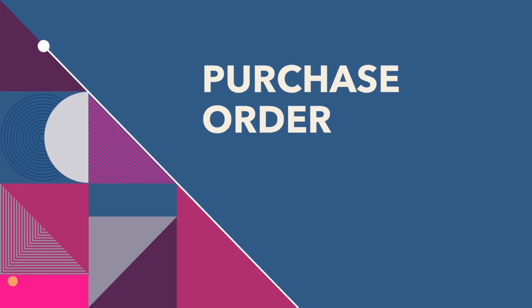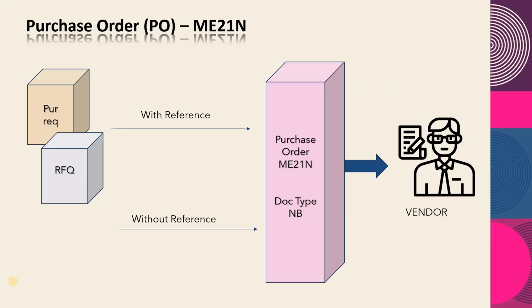So let us see what is the workflow of the purchase order. This is the purchase order, and sometimes in short we call it a PO. The T code to create the purchase order is ME21N. Now here you can see the flow, and this is the purchase order, and the standard document type as per SAP MM is NB.